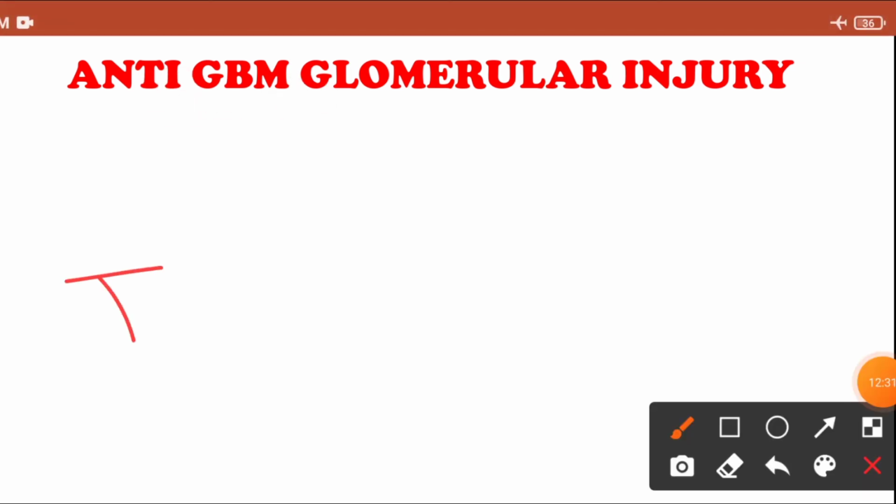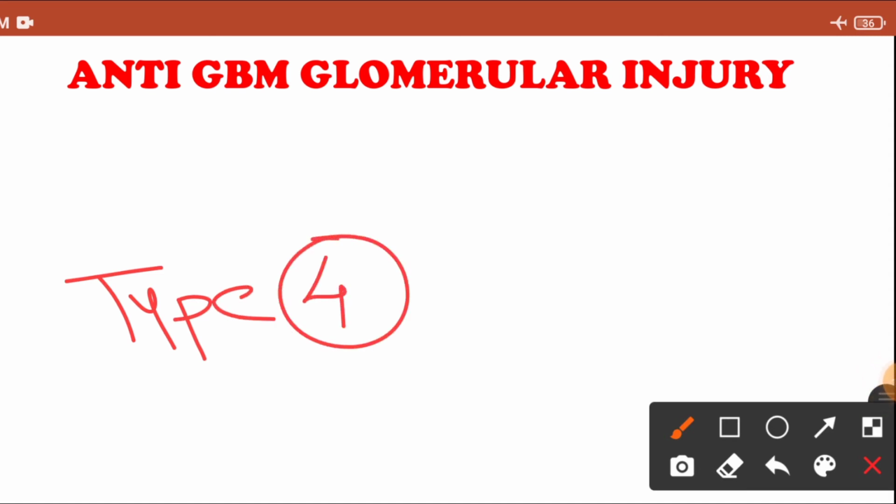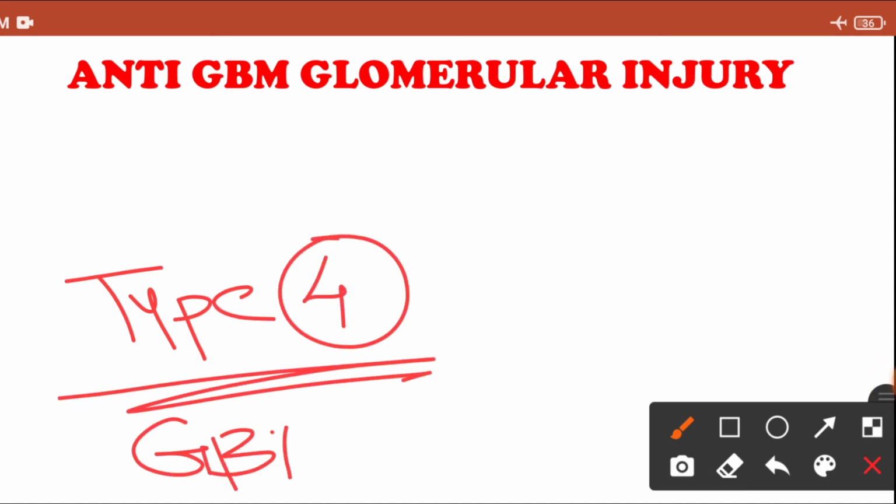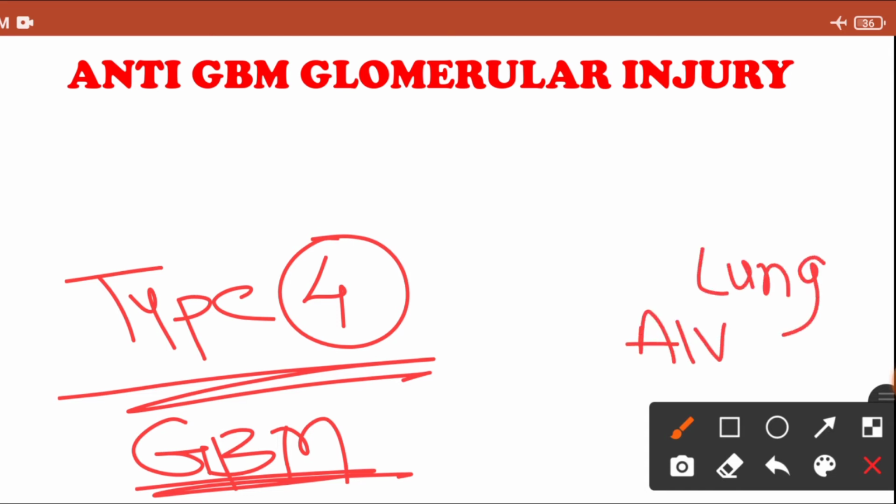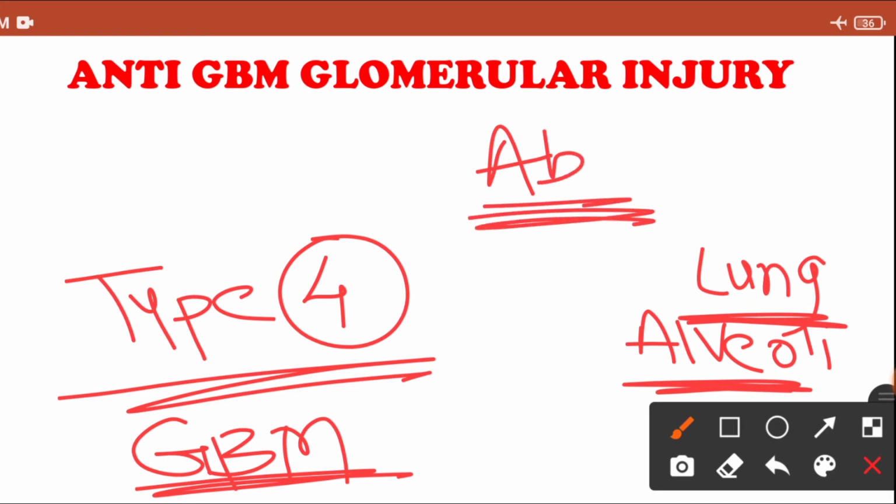Now we will see the anti-GBM glomerular injury. Here the antibody will form against the glomerular basement membrane, particularly type 4 collagen of the glomerular basement membrane. The antibody will form against this GBM. And this type 4 collagen structure is also present in the lung alveolar basement membrane, right? So the antibody formed will react against this GBM and the lung alveolar basement membrane.